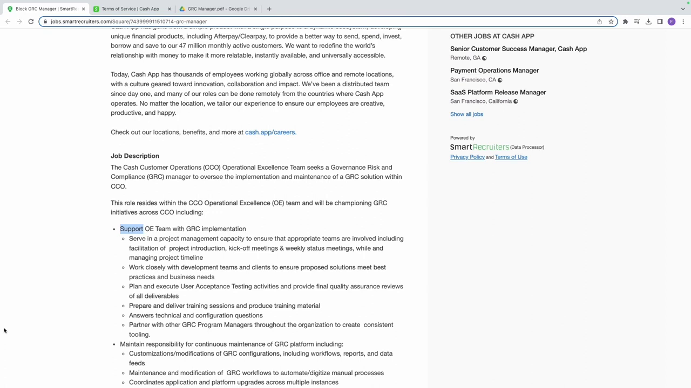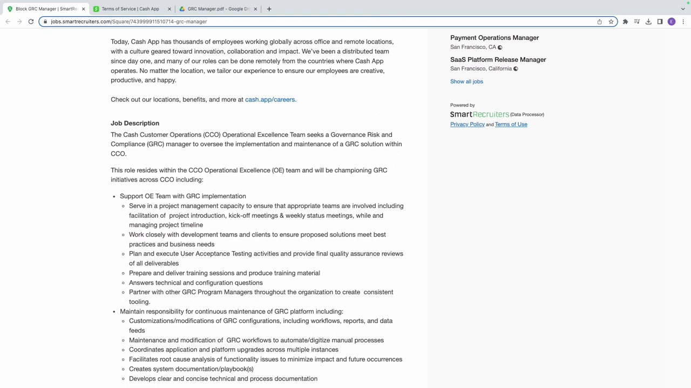It says you should serve in a project management capacity and ensure that appropriate teams are involved, including facilitation of projects, introduction, kickoff meetings, and weekly status meetings while managing project timeline. So this is not technical in any way, shape, or form. This is something that you can apply for. You can do this particular job. So I would encourage you to apply for this role.